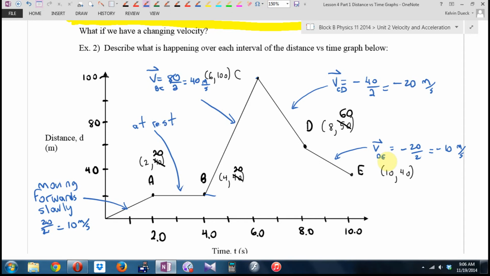Okay. Looks like this person starts out going forwards slowly, stops for a couple of seconds, maybe waiting for a car to go through a 4-way stop. Now they're on the freeway. Now they've turned around somehow. They're heading back on an on-ramp. I don't know. I can make up some scenario, but I can kind of see what's going on here.